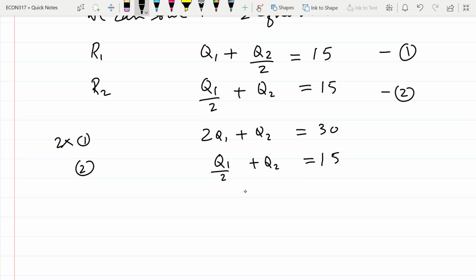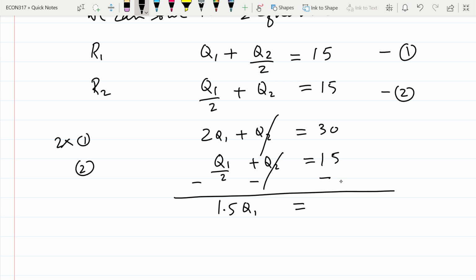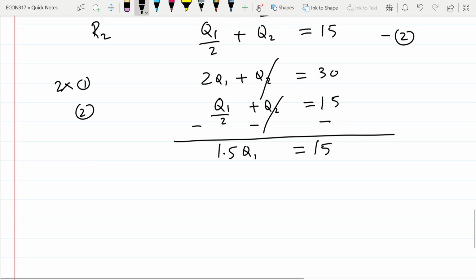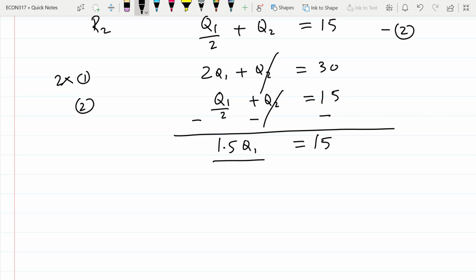If I subtract the second equation from the first one, you can see we will be able to cancel out the Q2 term, plus here, negative here, that is gone. What remains on the left, 2Q1 minus Q1 over 2 is 1.5 Q1. On the right hand side, I have 30 minus 15, turns out to be 15, which means I will divide both sides by 1.5 to obtain Q1 by itself on the left and 10 on the right.